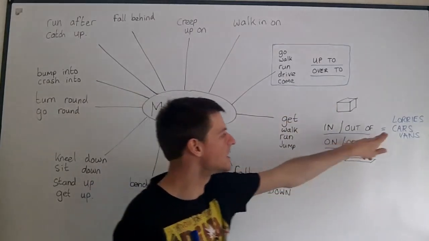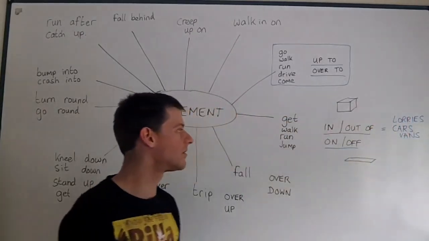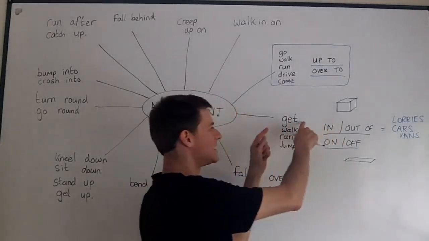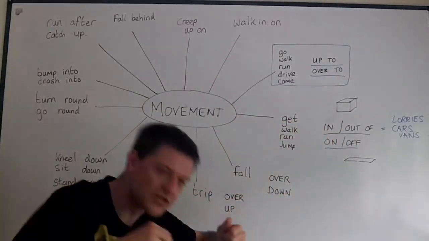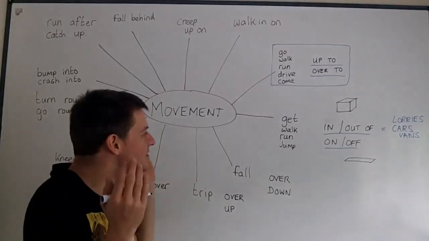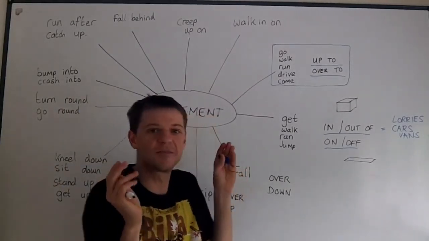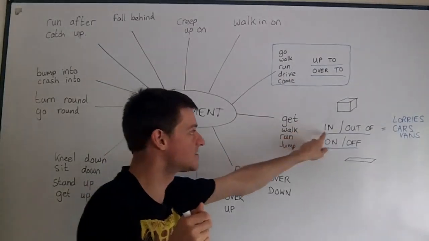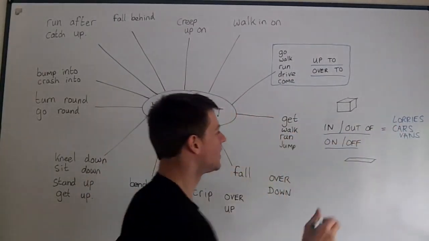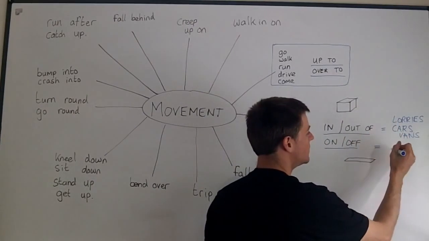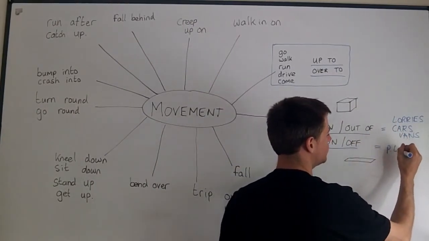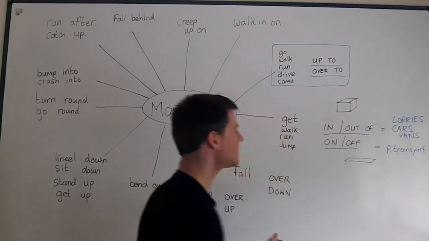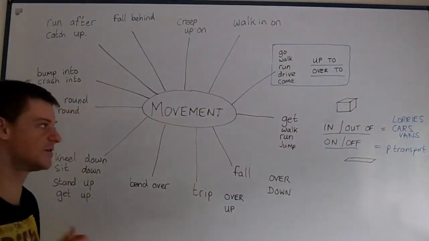Okay? And we think that cars, vans and lorries are like a box. However, we say, by the way, get in actually means get into the box. It's very similar to go in or go out of, but get in is like when you're actually sitting in. So we use get in for lorries, cars and vans, but we use get on or off for public transport. Planes, trains, buses. You get on a bus or you get off the bus.